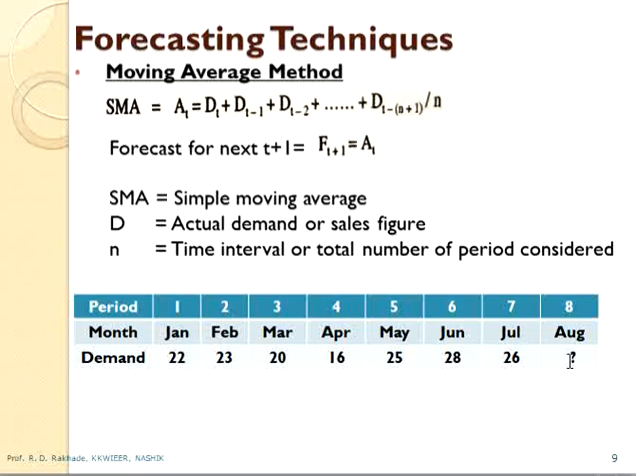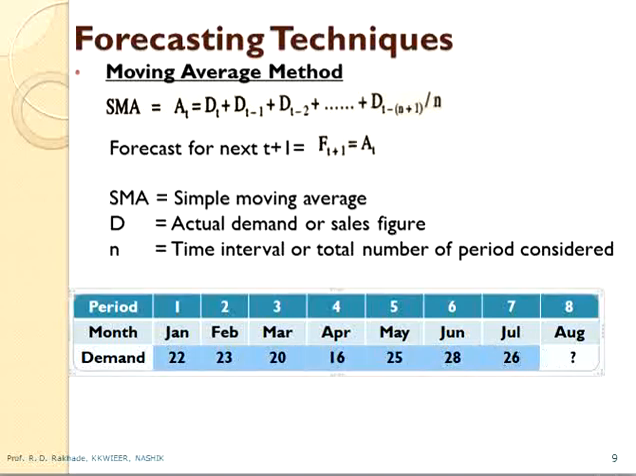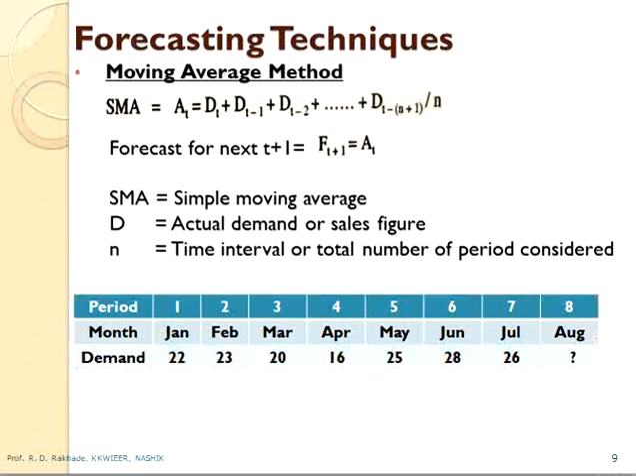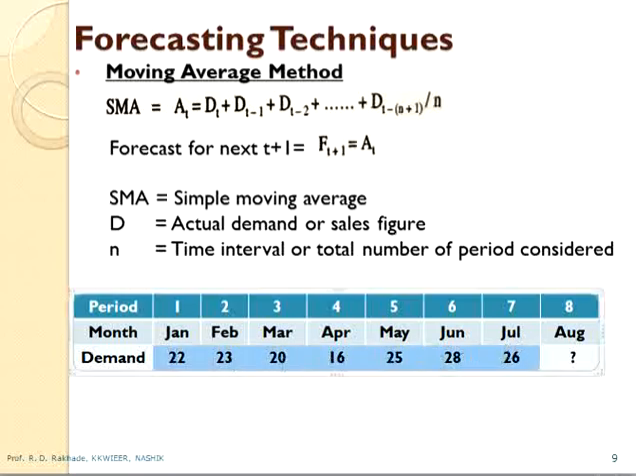Suppose we want to calculate forecast for August. So in the moving average method, we simply average all previous period demand, means from January to July. So for 7 periods, summation of all demand divided by 7. So we'll get the forecast for August. So here small n is the time interval for total period considered. Suppose in this problem we considered 7 periods or time intervals.